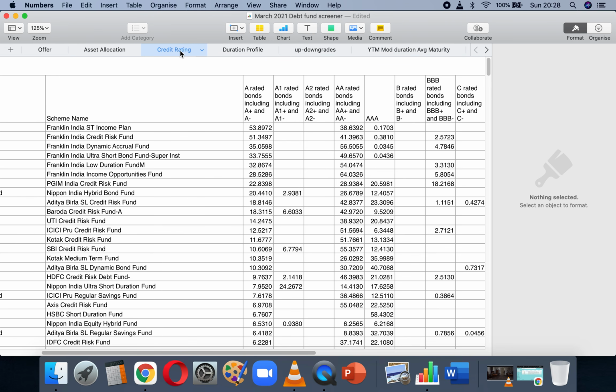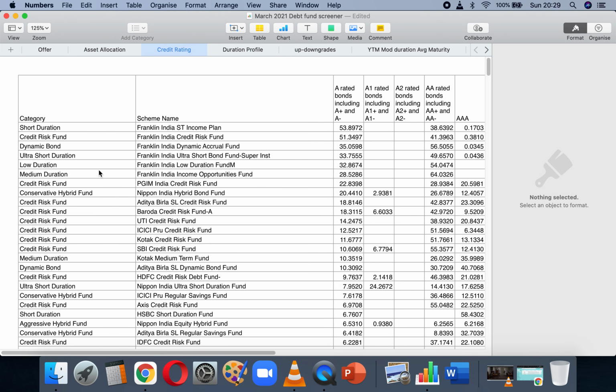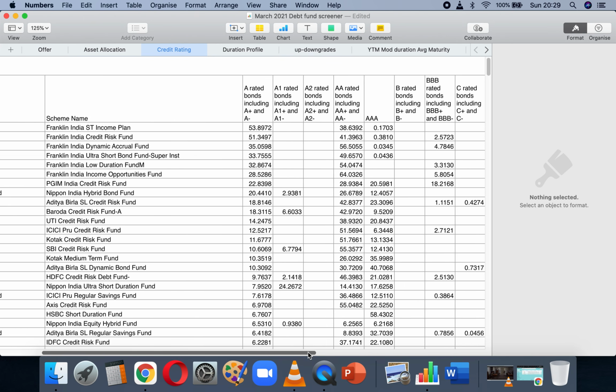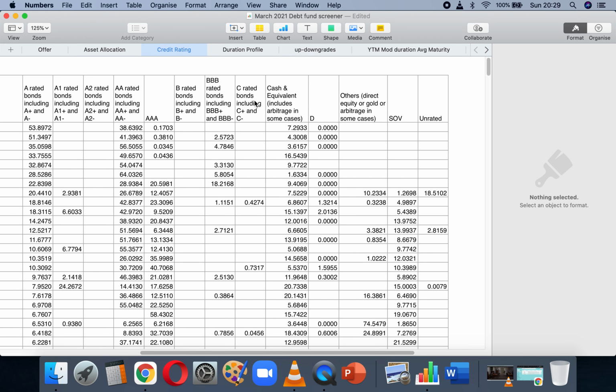All right. Then you have the credit rating. So instead of the average credit rating, you basically have the category, scheme name, the percentage in A rated, A minus, A rated, A1 plus, A1 minus rated, A2 similarly, AA rated similarly, AAA rated, and so on, B, triple B, C. So you have different ratings. It doesn't give you an average portfolio credit rating. It gives you the percentage allocation to each category bin.